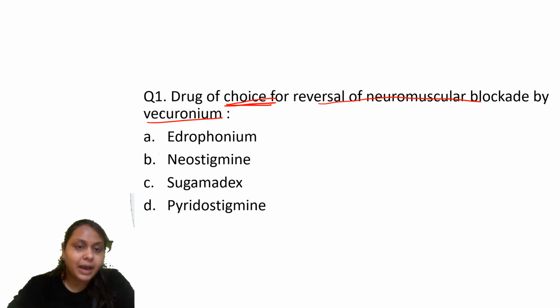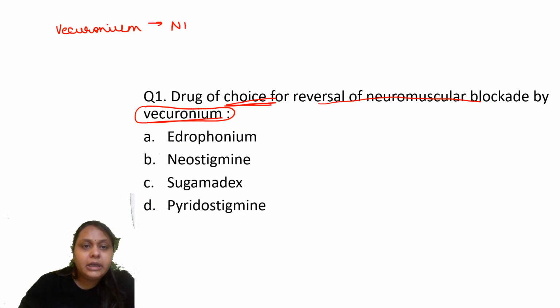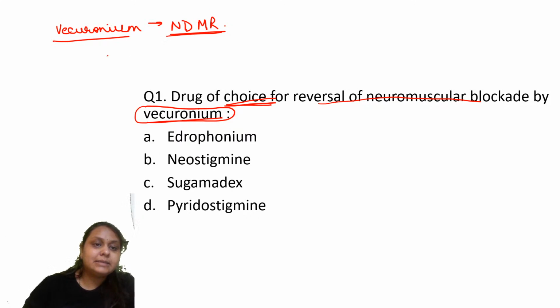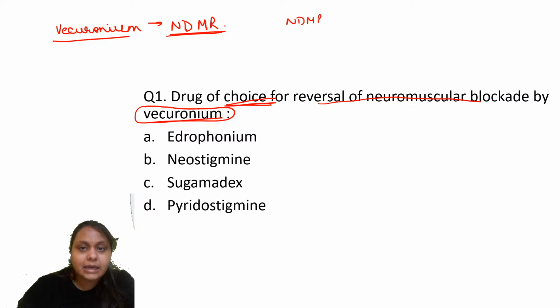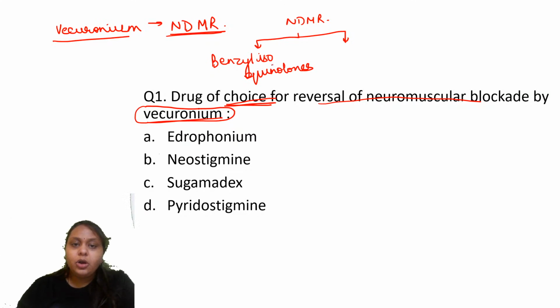Reversal of neuromuscular block by vecuronium. Vecuronium is a non-depolarizing muscle relaxant, and non-depolarizing muscle relaxants are in turn divided into benzylisoquinolones and steroids.